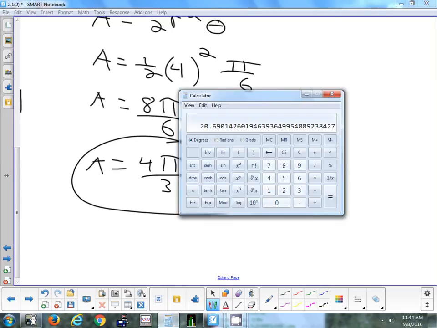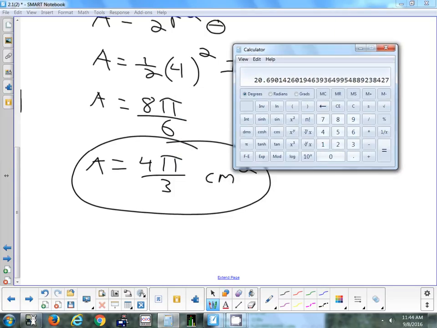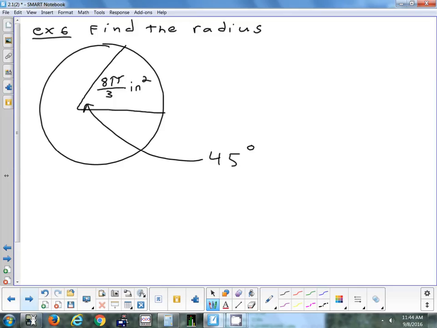Okay, and like we did before, if you want to know how many centimeters it is, it's 4 pi divided by 3. It's about 4.19 square centimeters. Okay, so any question on finding that area? All right, so that's the first one. Second one, find the radius.